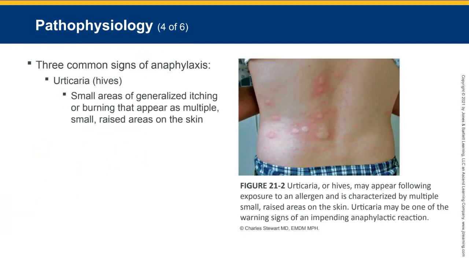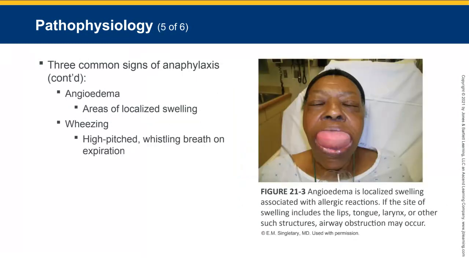Now, 3 common signs of anaphylaxis. 1, urticaria or hives: small areas of generalized itching or burning that appear as multiple small raised areas on the skin. That's one of the common signs. 2, angioedema, or airway swelling. They show a nice picture of that, a patient with angioedema.